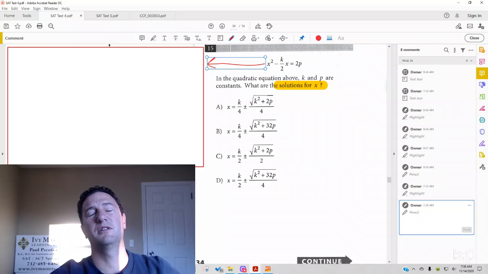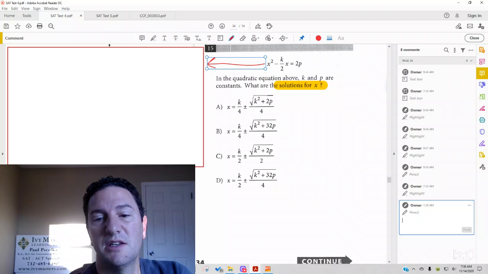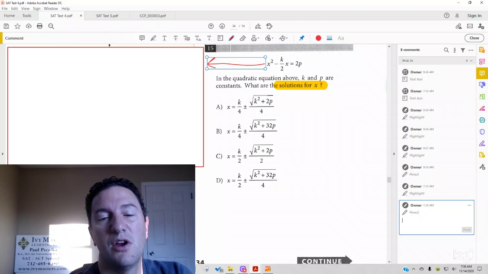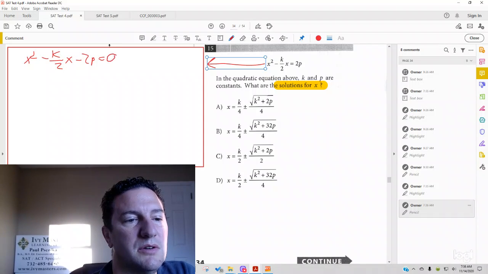like the quadratic formula. So what I'm going to do first is subtract 2p from both sides. Remember, a quadratic should always be set equal to 0. And what you get when you do that is x squared minus k over 2 x minus 2p equals 0.